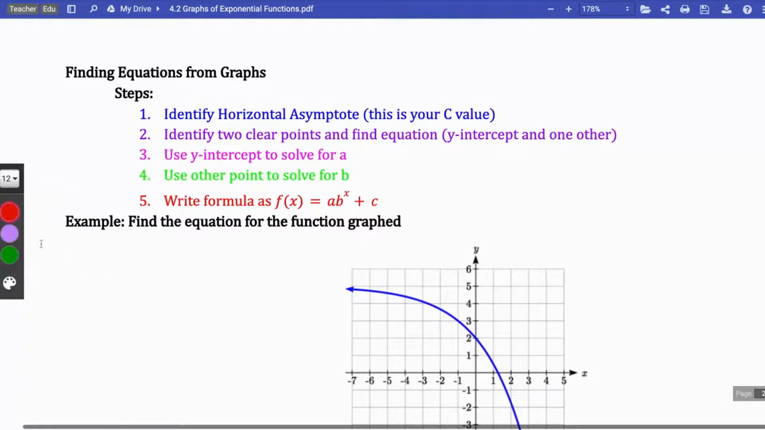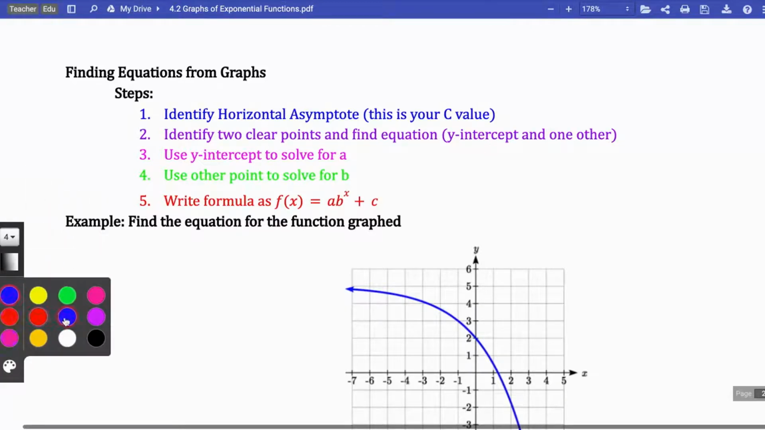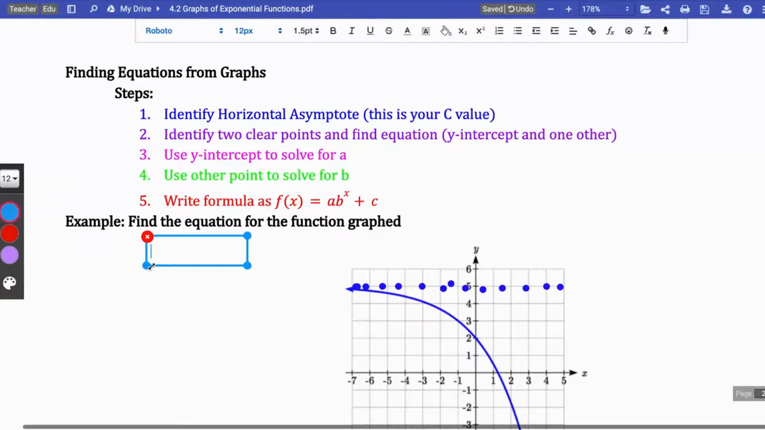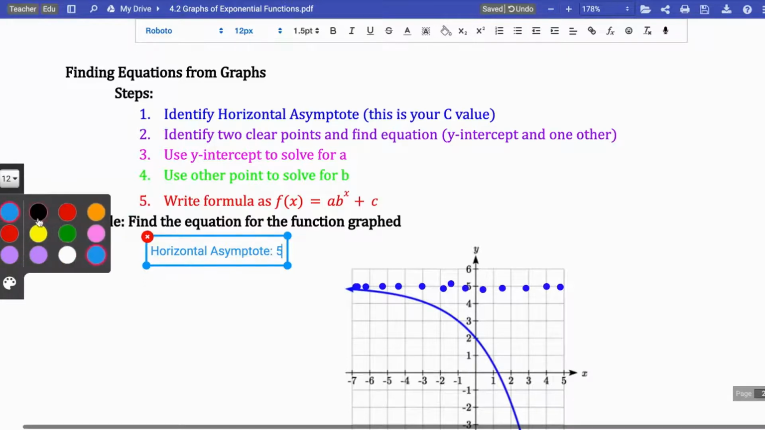We're going to identify my horizontal asymptote. So I'm going to draw it so you can see it, but it looks like my horizontal asymptote is at 5 because it gets really, really close to 5, but doesn't actually touch it, right? I can see that on the left-hand side of the graph. So I'm going to just write horizontal asymptote is 5. Okay, which means that in my equation, I'm adding 5 at the end, right? So next I need to identify 2 clear points.